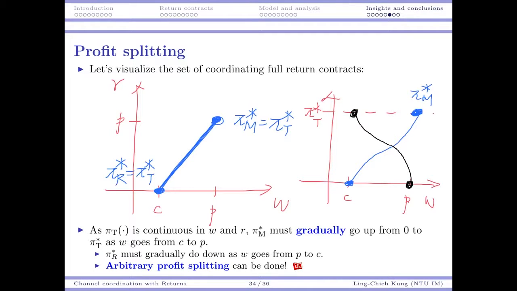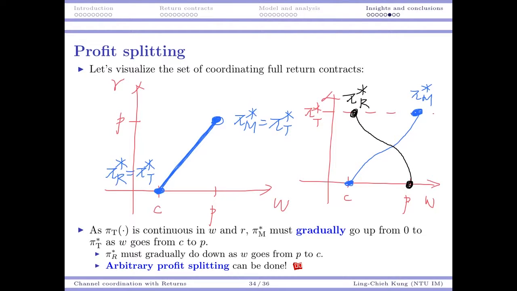Pi M star and pi R star, the sum of them must be pi T star. So the sum of the two curves must be exactly pi T star, and the black one is just the retailer's profit. If this is the case, then we know arbitrary profit splitting can be achieved. Given any level of profit you want, there is a W that can help you get that allocation. No matter what amount of money you want to give to the manufacturer, there is a wholesale price that can do that.